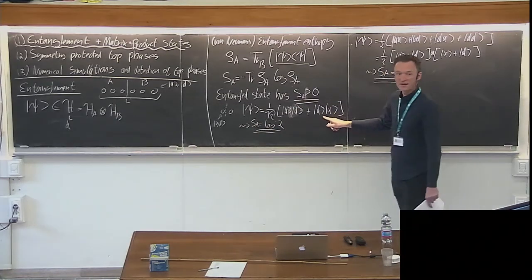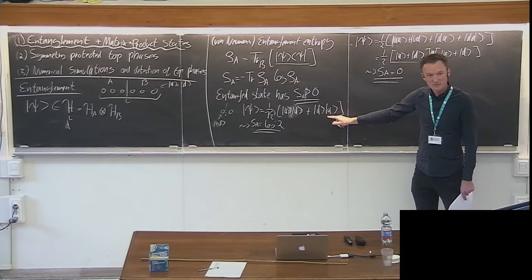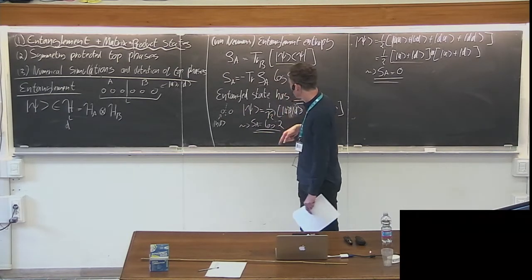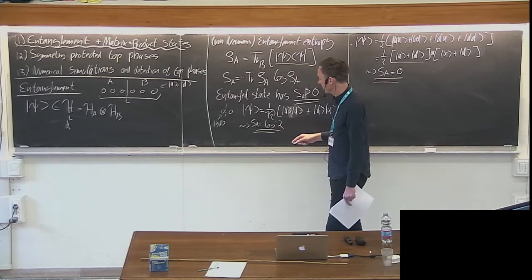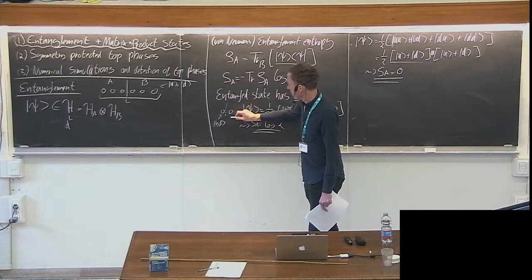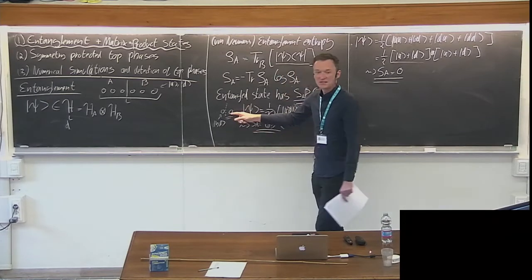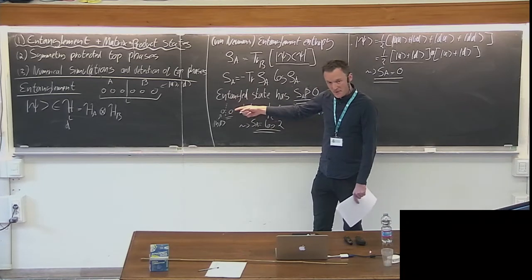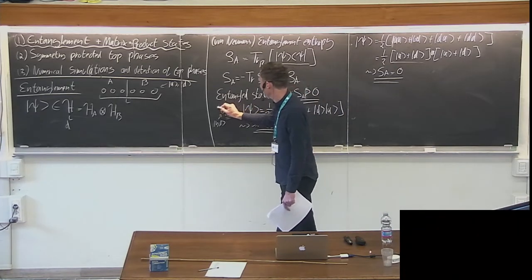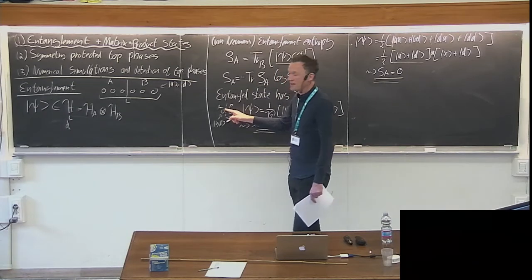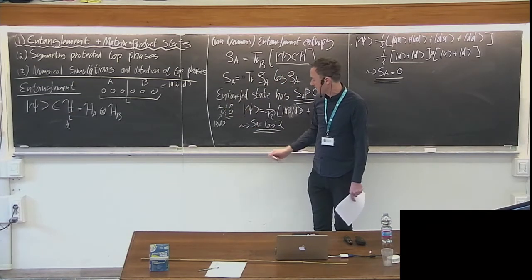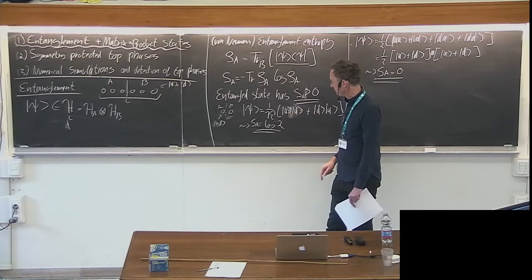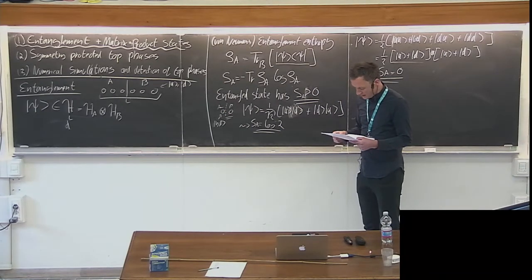And in fact, the previous one is already the maximally entangled state, because the most entanglement we could have in a system is the logarithm of the dimension of the subspace. In this case, the subspace A has dimension 2, so the maximally entangled state has just an entanglement entropy of log 2. Good.